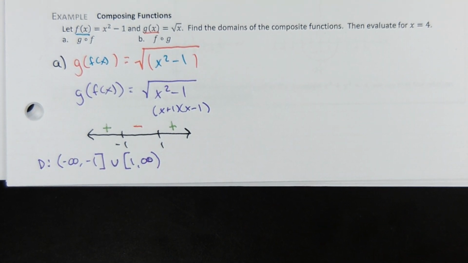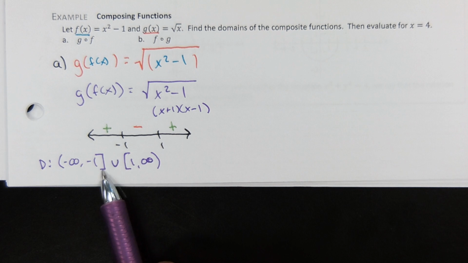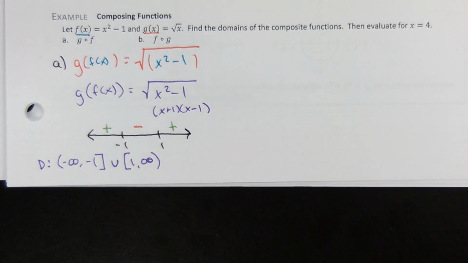If this radical, square root of x squared minus 1, had been on the bottom of a fraction, I would not have been able to put brackets on the 1 and the -1, because that's where the radical has a square root of 0. So it wouldn't be allowed to exist on the bottom of a fraction. On the top, it's fine, though.